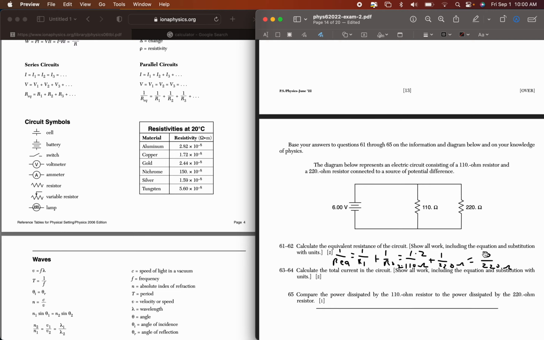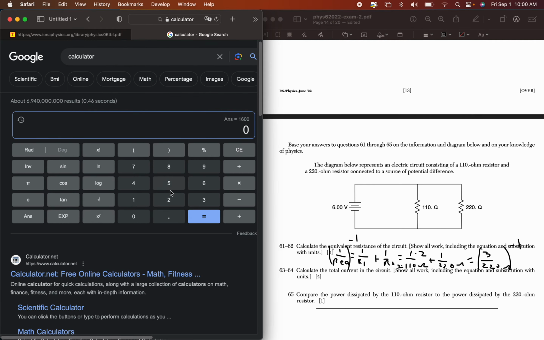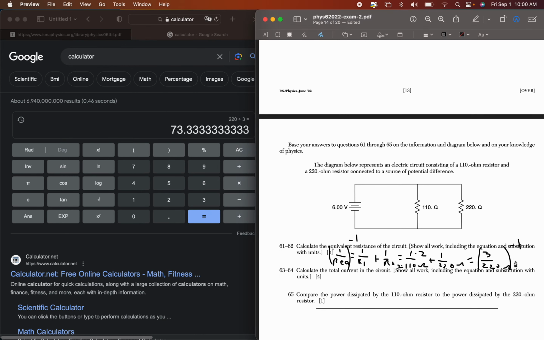And then we have this is equal to 1 over Req. To find Req, we take the inverse, right? We basically flip it. So we have to flip this too. So 220 divided by 3 is, let's see, divided by 3. That's 73.3. That's a weird answer, but it's going to be 73.3 ohms.